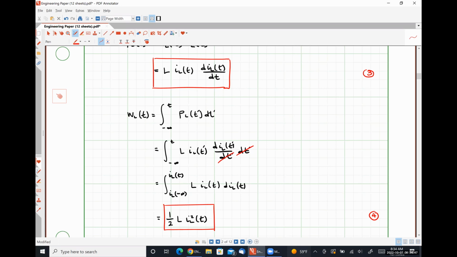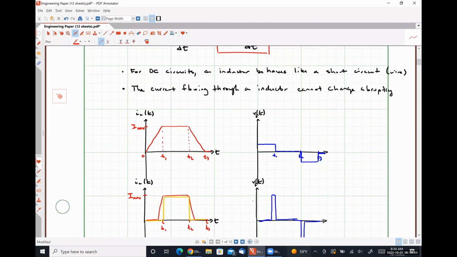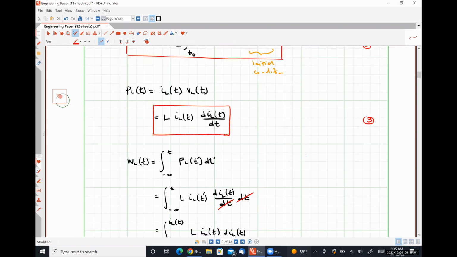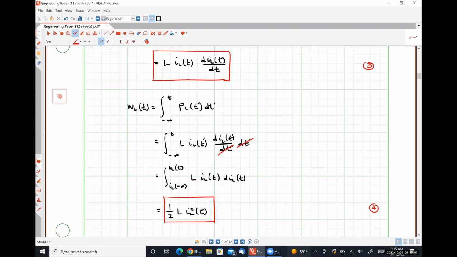Because L is the symbol that we use for inductors. Yes, L is, scroll way back up here, L is inductance. So all of our T's are primed there because we had a T in our limits of integration, and we can't have the same variable in the limits of integration as we have inside of our function. So I'm just using a dummy variable.